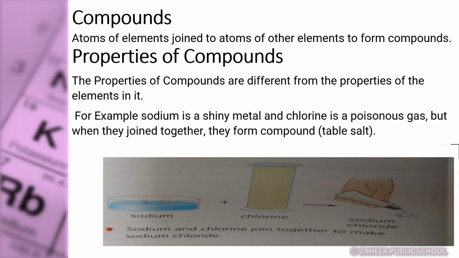Compounds. Atoms of some elements join to the atoms of other elements to form compounds, and the properties of the compounds are entirely different from the properties of the elements present in them. For example, sodium is a shiny metal and it fizzes in water, whereas chlorine exists as a green, smelly, poisonous gas. When these two elements join together, they make a compound, sodium chloride, which is table salt, and you add it to your food.